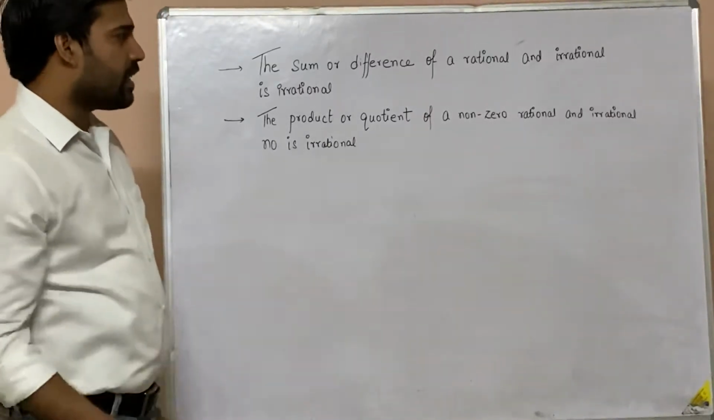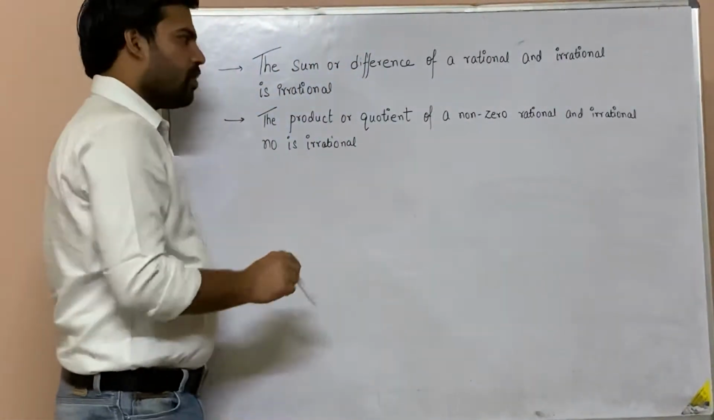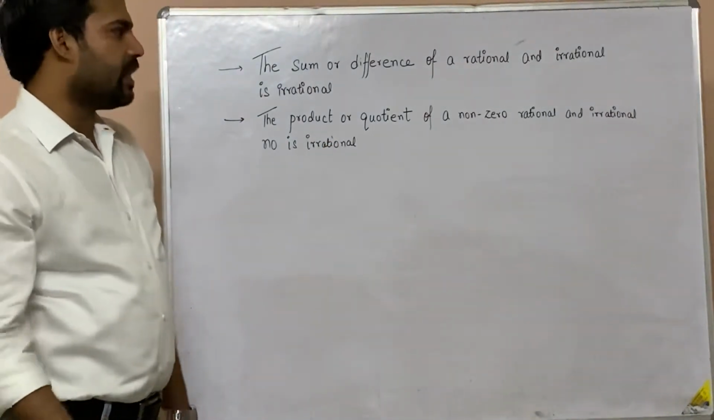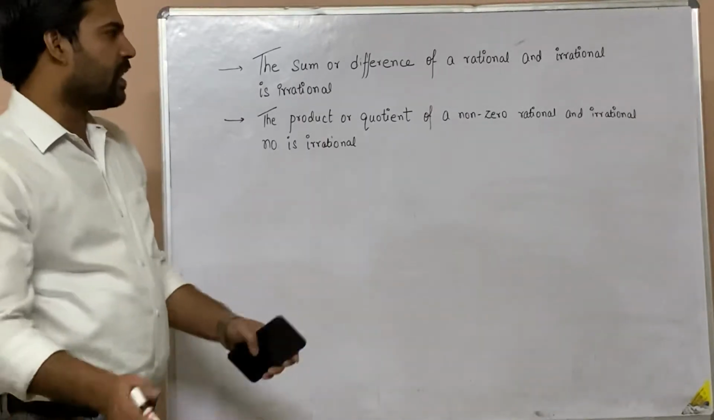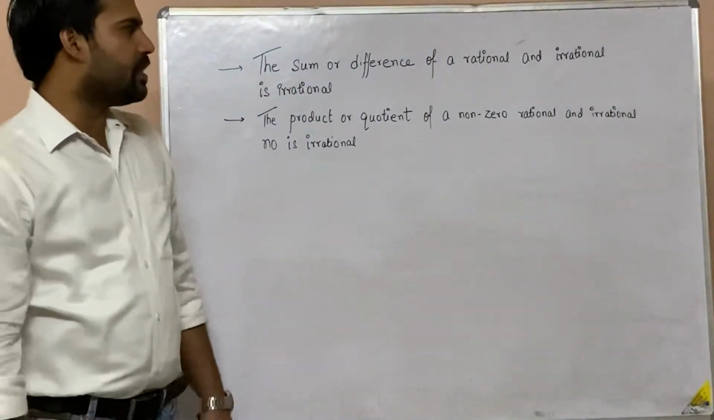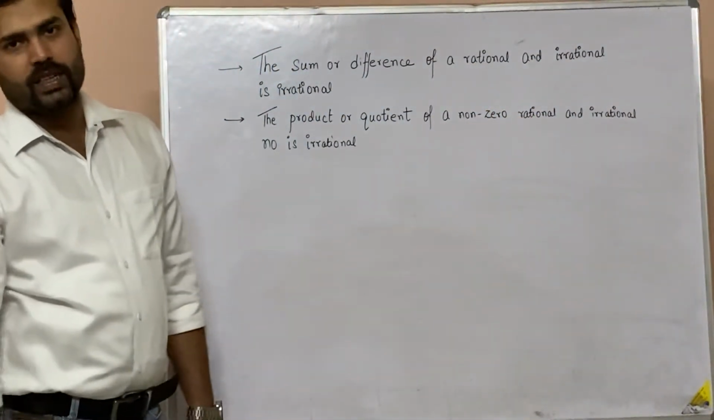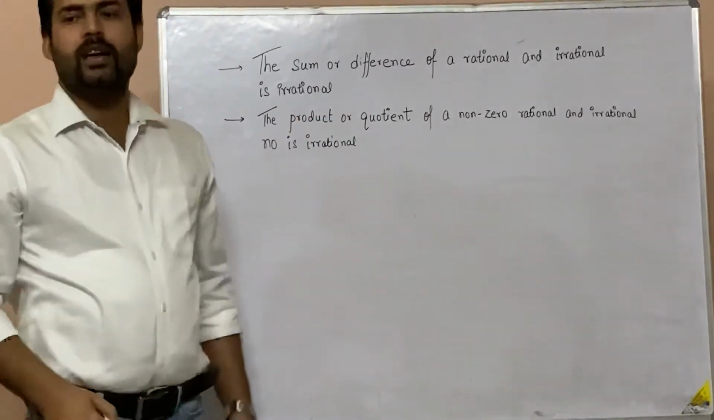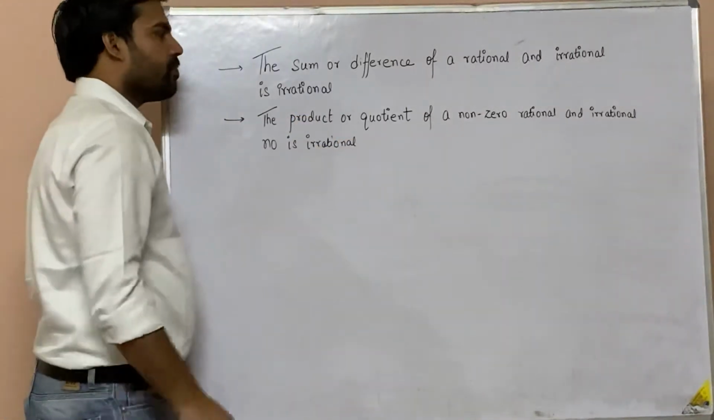One point someone can ask is why you are writing non-zero rational over here. It's because if you are dividing and the denominator contains a 0, then the thing will not be defined. So for the exclusion of that case, we are using non-zero rational. So irrational added, subtracted, multiplied, divided with any other number will always give us an irrational number. Based on this criteria, we will be proving our next topics. So please note it down.